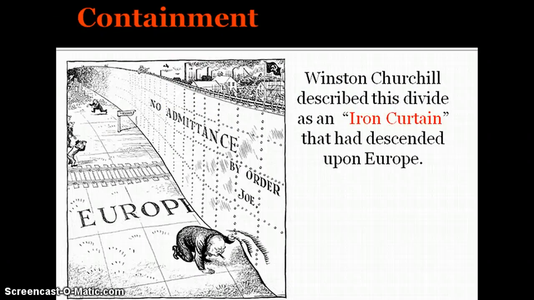The divide became so apparent that Winston Churchill, remember, the leader of Great Britain, described in a very famous speech that an iron curtain had descended upon Europe. He thought that this divide was permanent and that the East and the West would be hard to ever reunite.